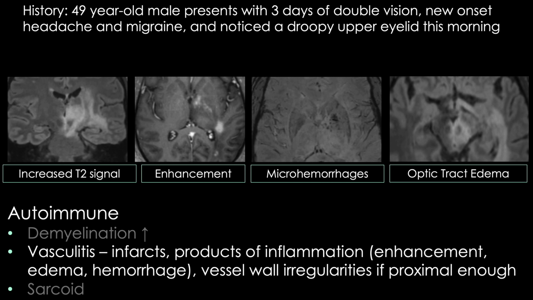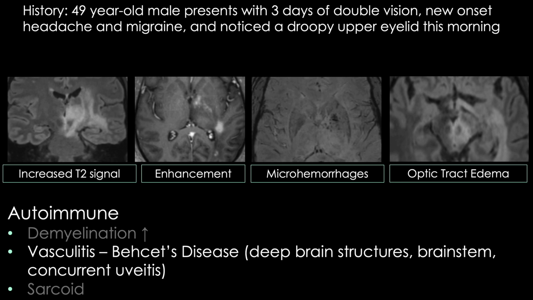The most sensitive form of imaging to visualize a CNS vasculitis is a digital subtraction angiogram, which is better at visualizing those distal arteries. Clinically, patients can be altered, have neurological deficits, but usually aren't toxic appearing like our bacterial meningitis patients. While there are many different causes of vasculitis, one we have to mention here is Behçet's disease, which is known to have a predilection for the deep brain structures and brainstem and can concurrently present with uveitis.